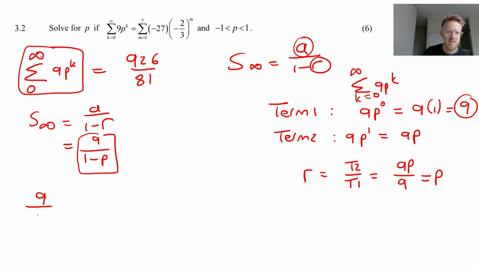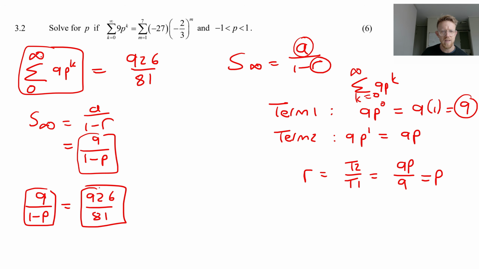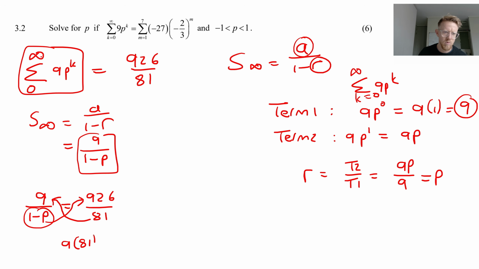So we can now say 9 over 1 minus p is equal to 926 over 81. Now in mathematics, whenever you have a fraction equal to another fraction, what do you do? Cross multiply. And so this is going to go there, and then this is going to go there. And so we end up with 9 times 81 equals 926 bracket 1 minus p. And now we just solve.